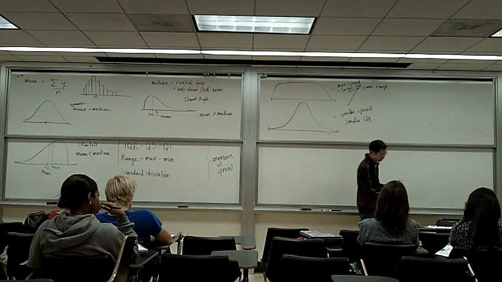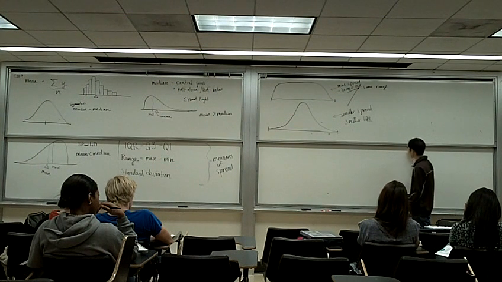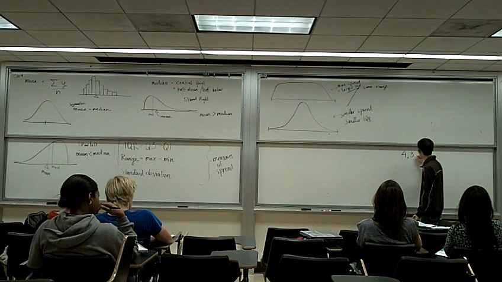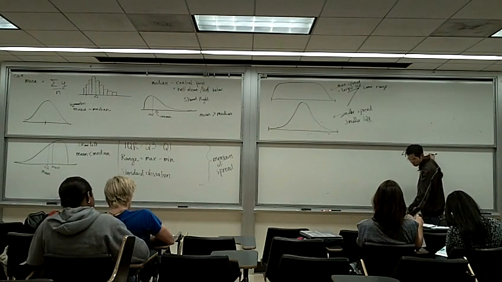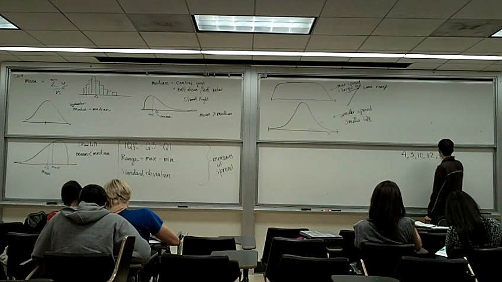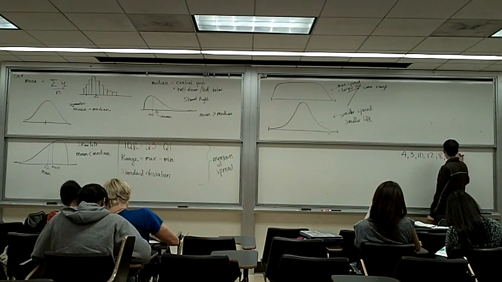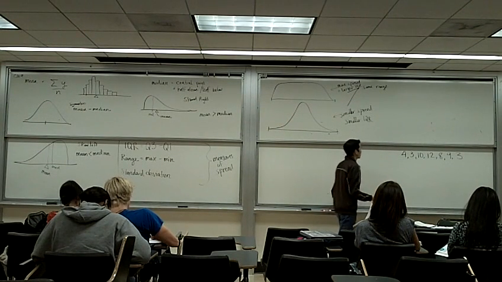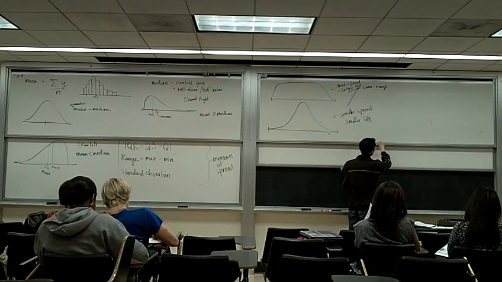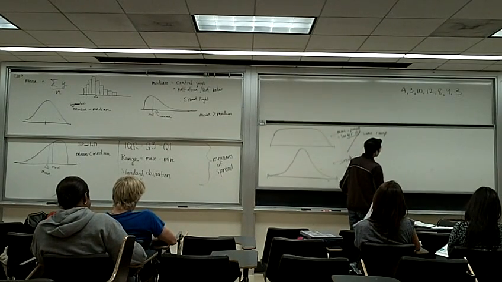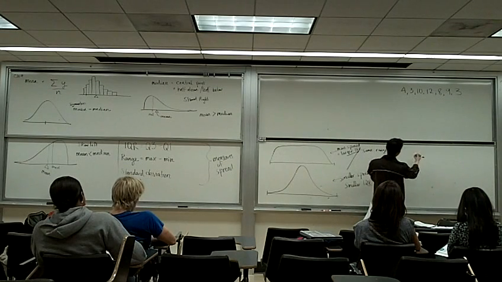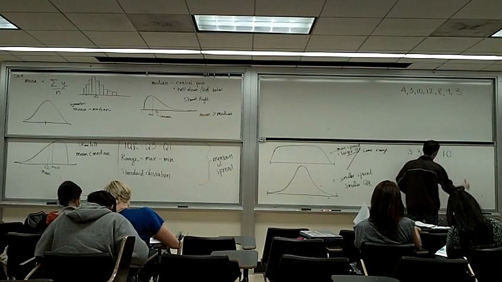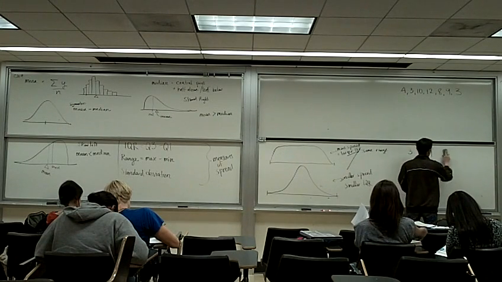We're going to take numbers here. So let's say we have the numbers 4, 3, 10, 12, 8, 9, and 3. If we were to rearrange these, we would have 3, 3, 4, 8, 9, 10, and 12.